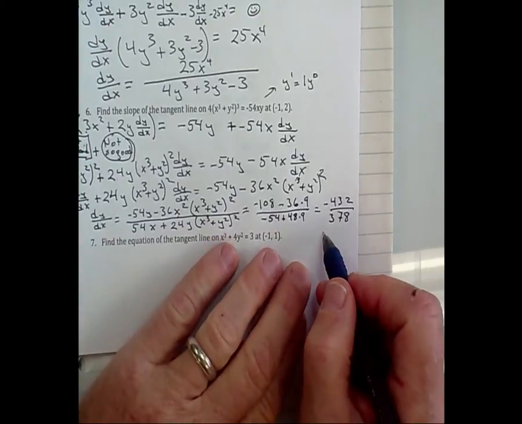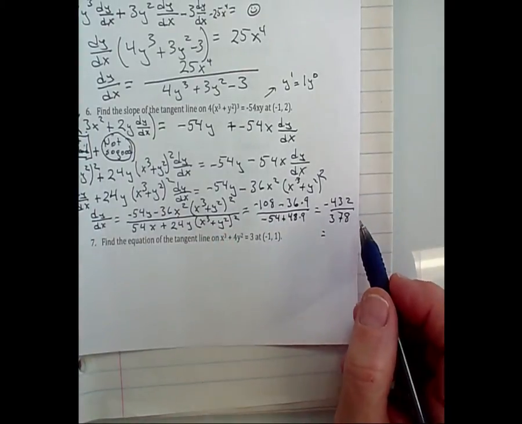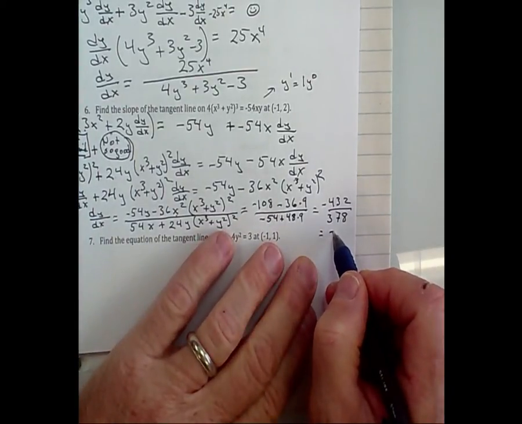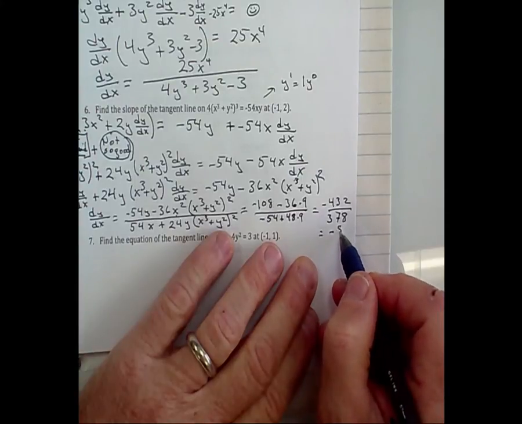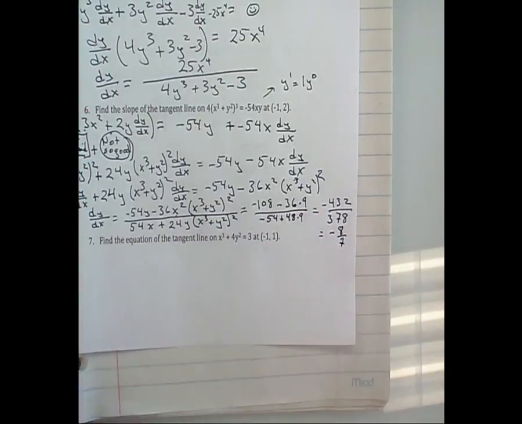And if I simplify that, I think you get a negative 8/7. Am I right? So the slope of my tangent line is a negative 8/7. That's a lot of work. Yeah, I'd never give you a quiz problem like that.